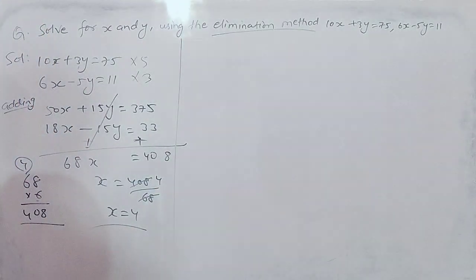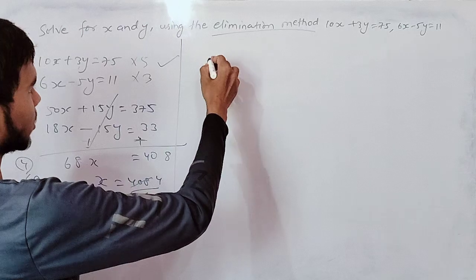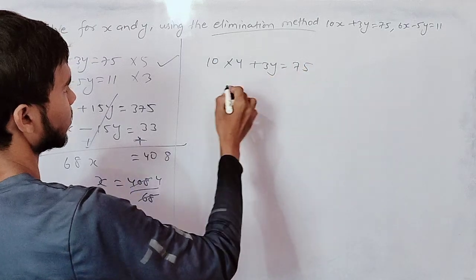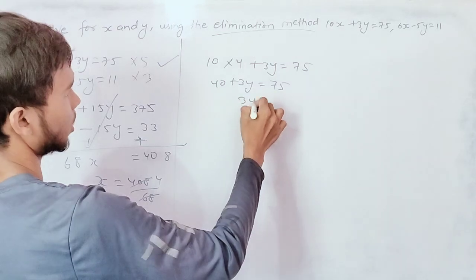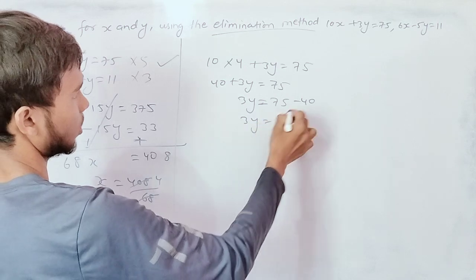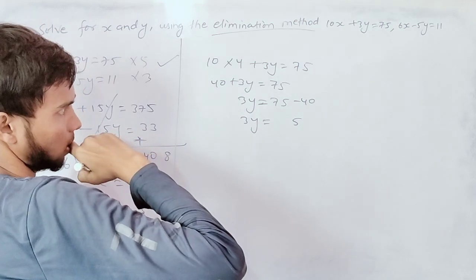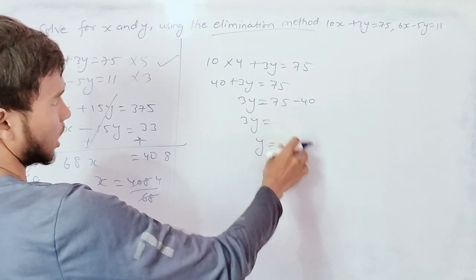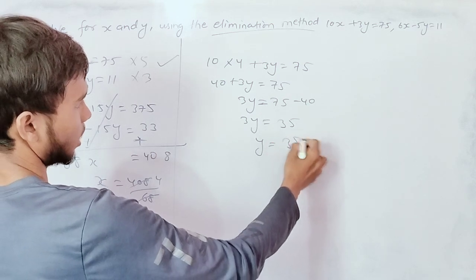Now we can put the value of this in any equation. Let's take this. 10 multiplied by 6 plus 3y is equal to 75. 60 plus 3y is equal to 75. 3y is equal to 75 minus 60.